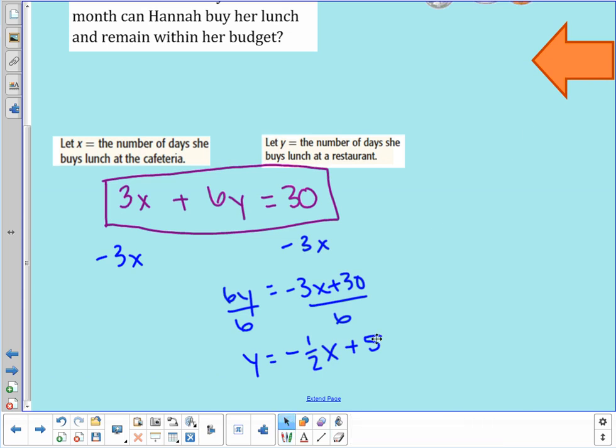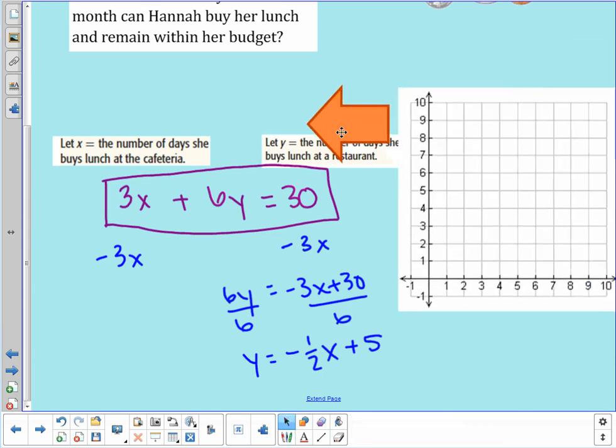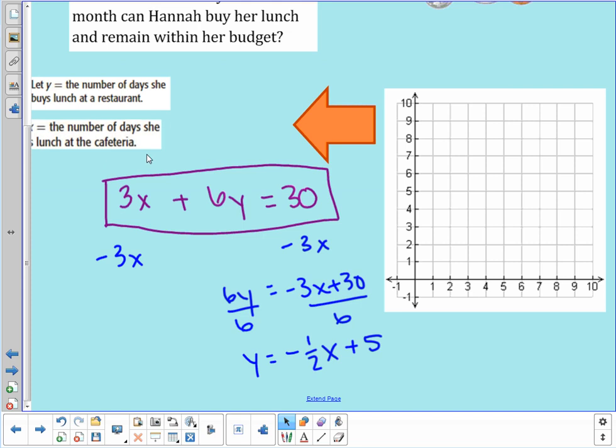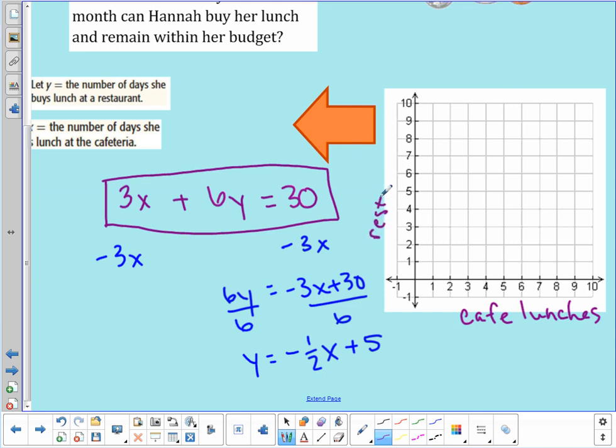Here's my coordinate plane. Don't forget that you always need to label your coordinate plane. Let's get that out of the way for now. So my x-axis is the cafeteria lunches, and my y-axis is restaurant lunches. And then I'm going to graph it.